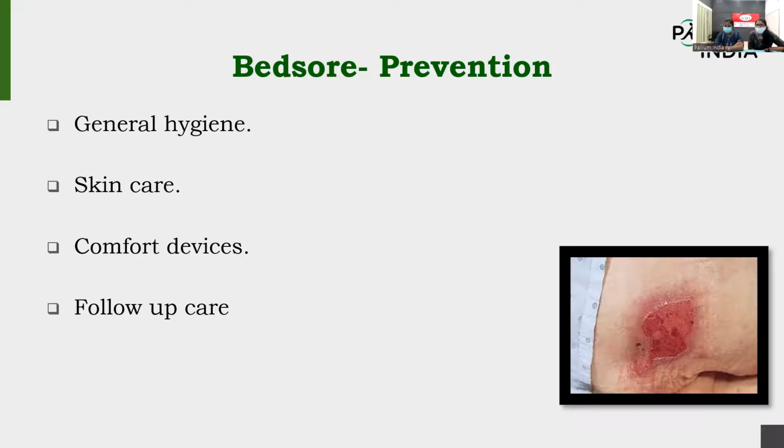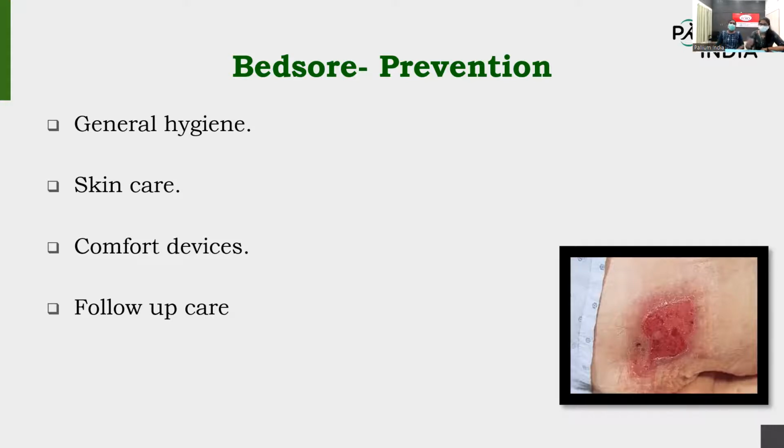Yes. Try to keep the wound dry. Move the patient, turn the patient on the side and expose the wound a little to the air so it dries up and doesn't remain wet. Yes.